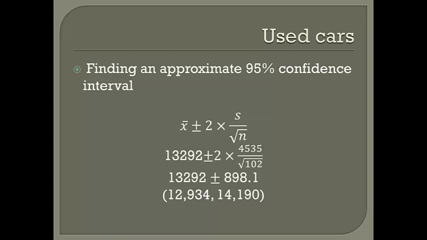This tells us that we're 95% sure that the true average asking price of Honda Civics on the internet in July 2006 is between $12,934 and $14,190.